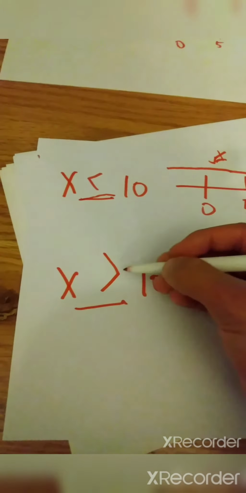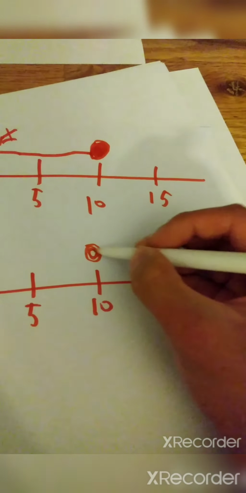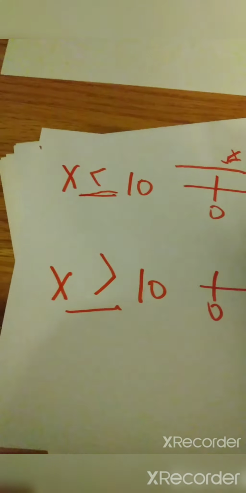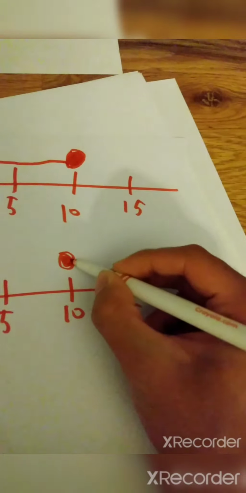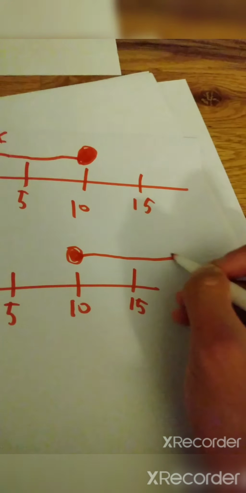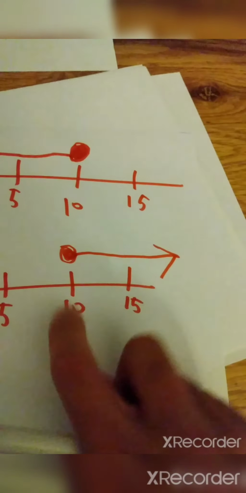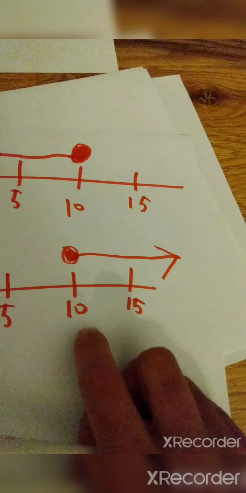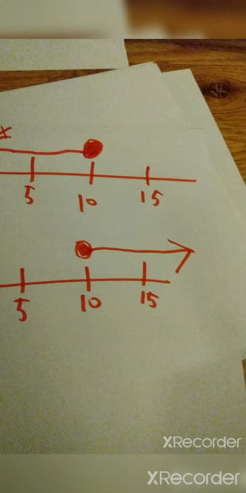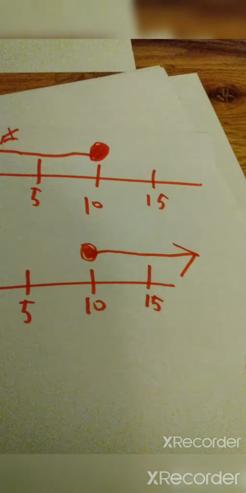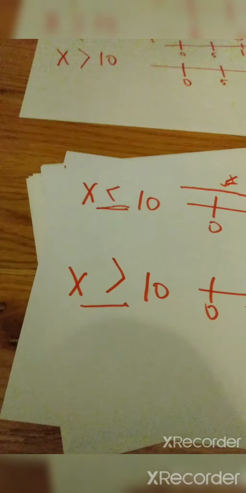With x is greater than or equal to 10, we put the dot right here, but shade it in, because it's or equal to. So x can be 10 or more. X is going to go this way, so any number on that number line to the right of 10, or 10 itself, is acceptable. So we have now learned what the less than or equal to and the greater than or equal to are.